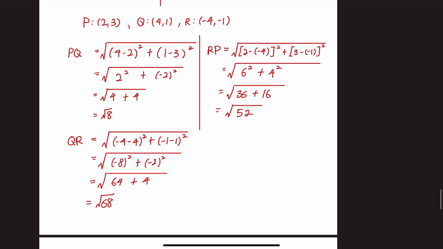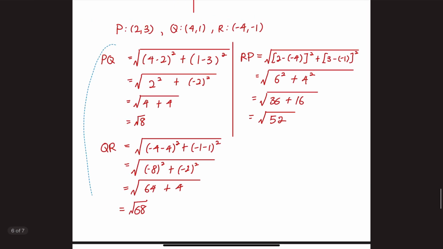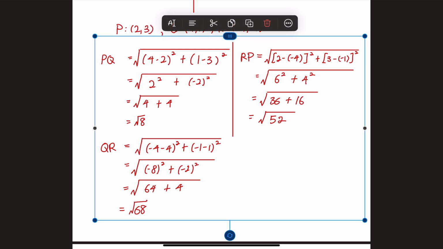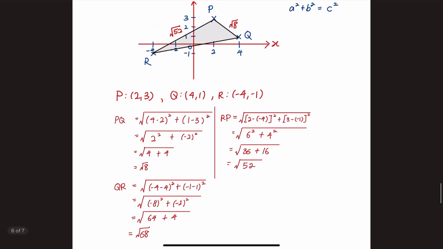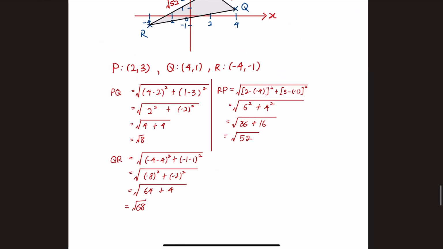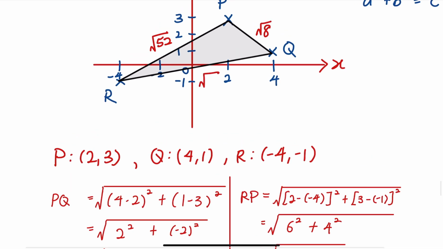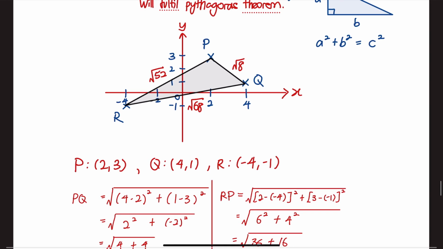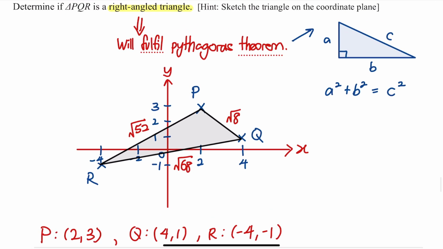Now I observe this triangle. With this, I have found the length of all three sides of this triangle. So I write it very clearly here. The longest length is square root 68. So now how do I check if this is a right angle triangle? I must check if it fulfills Pythagoras theorem, whereby the square of the longer side is equal to the sum of the squares of the two shorter sides.